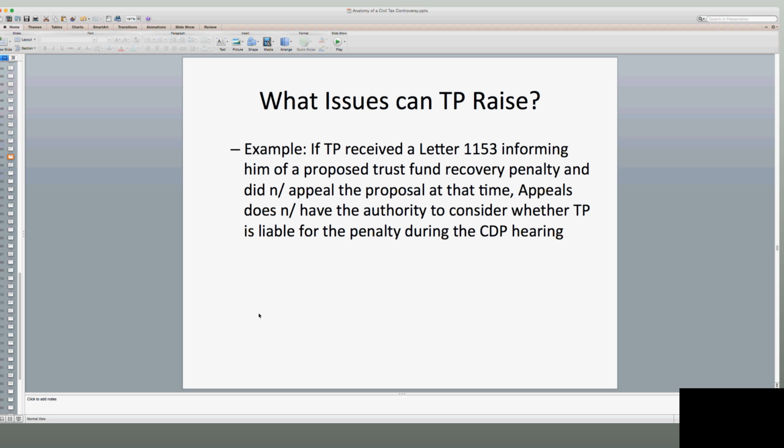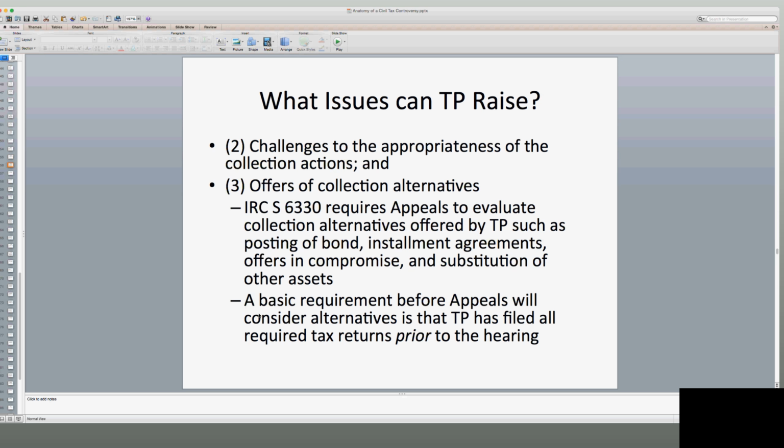Example, if the taxpayer received a letter 1153 informing him or her of a proposed trust fund recovery penalty and didn't appeal at that time, appeals does not have the authority to consider whether the taxpayer is liable for the penalty during the CDP hearing. Other issues, second one is challenges to the appropriateness of the collection actions, and third, offers of collection alternatives.